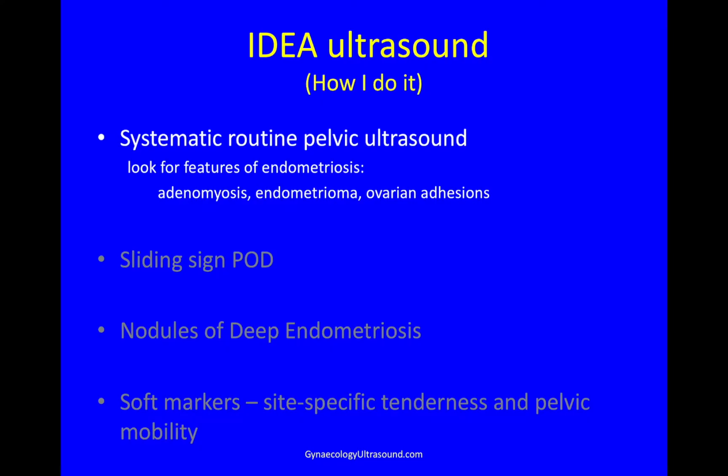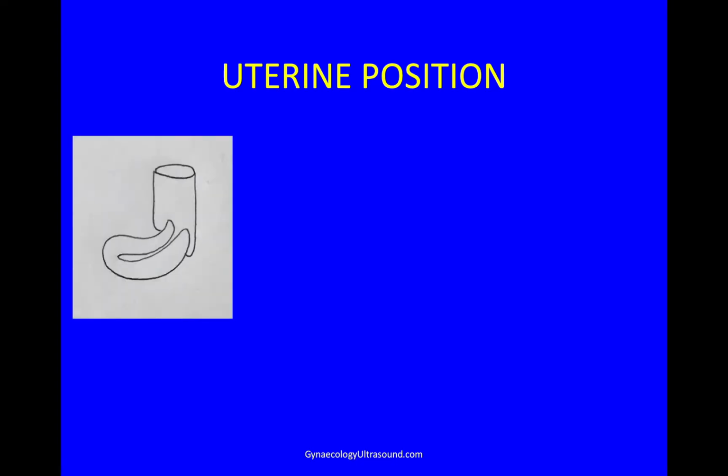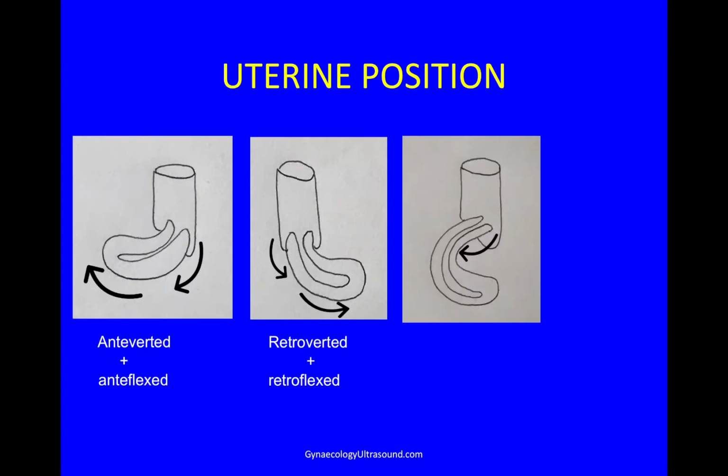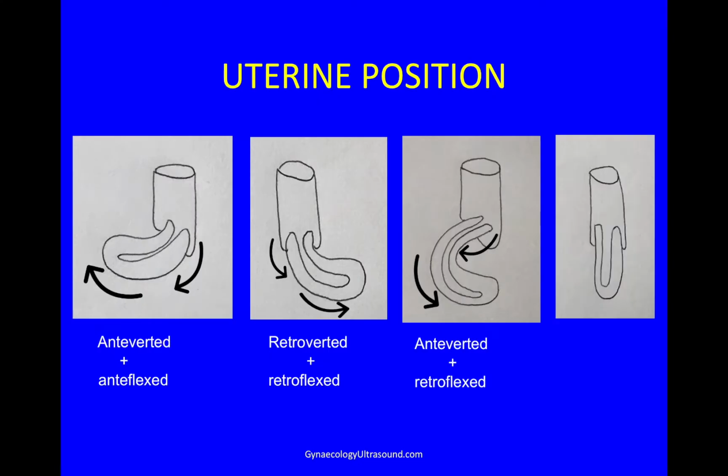I start off with a systematic routine pelvic ultrasound looking for features of endometriosis. Uterine position is something we just need to quickly talk about. This uterus is anteverted and anteflexed. This one is retroverted and retroflexed. This uterus is anteverted, but it's retroflexed at the internal os. And then this uterus is axial.